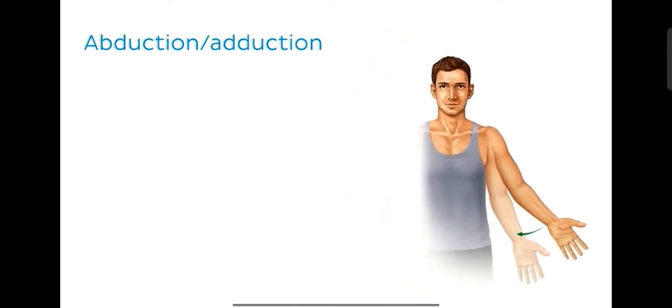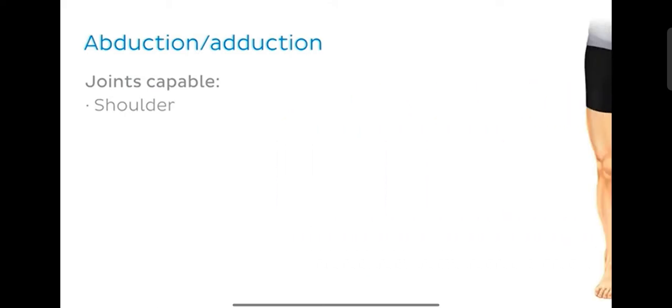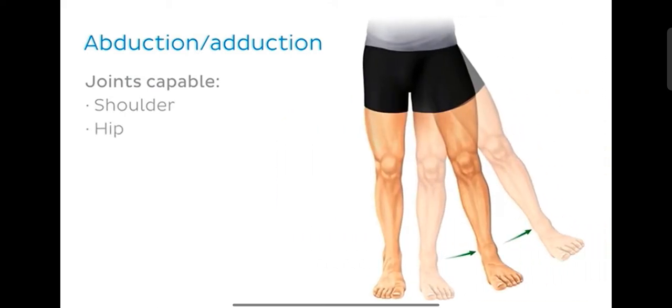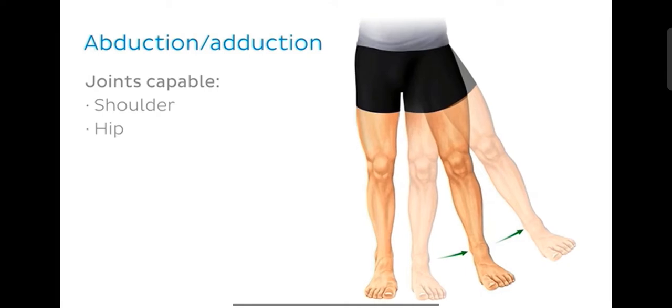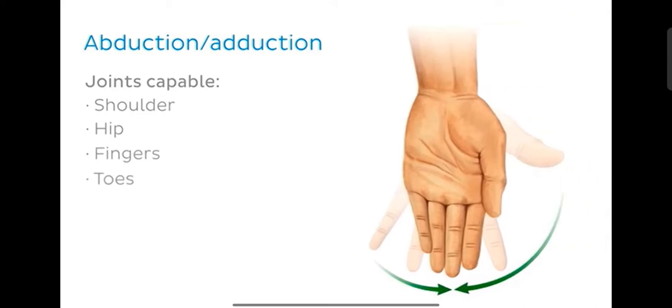There are a few joints in the body where abduction and adduction can take place. Obviously, there is the shoulder, like I talked about before, but there is also the hip, undergoing abduction away from the midline in this image here. And the MCP joints of the fingers, which are adducting together in this image.